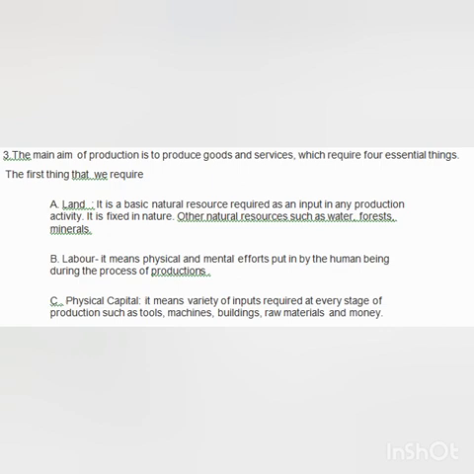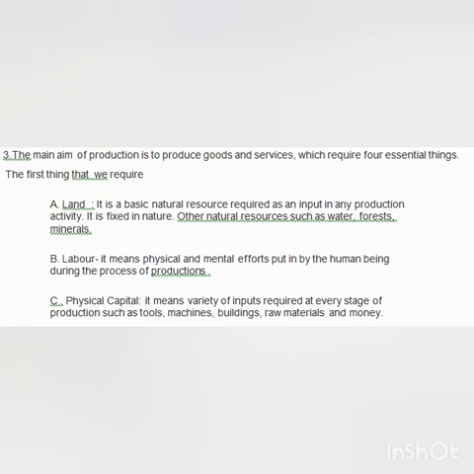The first thing that we require is land. Land is a basic natural resource required as an input in any production activity. It is fixed in nature. Other natural resources are water, forest and minerals. The second requirement is labor. It means physical and mental efforts put in by human beings during the process of production.